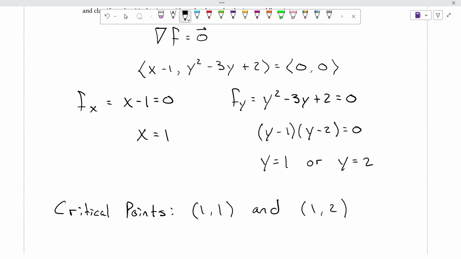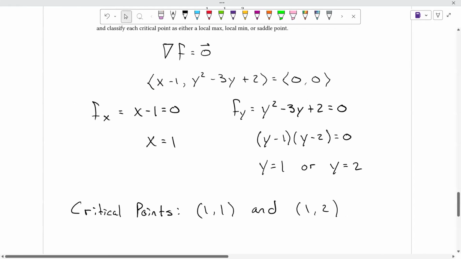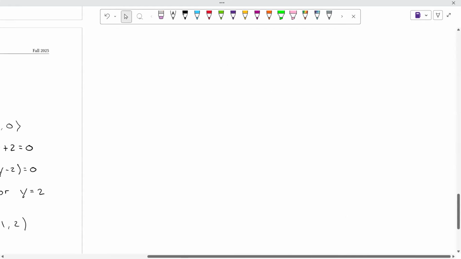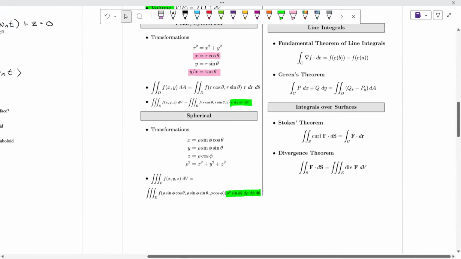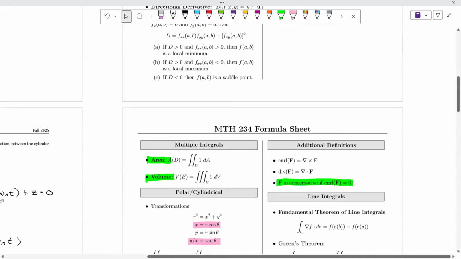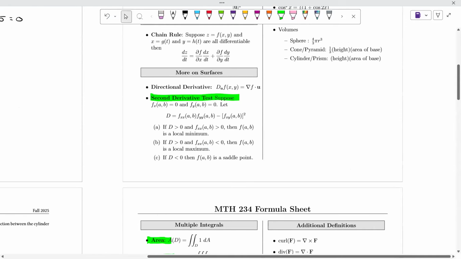So next up, we've got to classify these 2 critical points. And we've got 3 options: local minimum, local maximum, or a saddle point. We'll just stick with those 3. Neither won't particularly be an option, though it is possible for the test we're about to use to fail. But speaking of that test, let's go back up to the formula sheet. Pretty sure I highlighted it because I knew we'd be coming back to it.